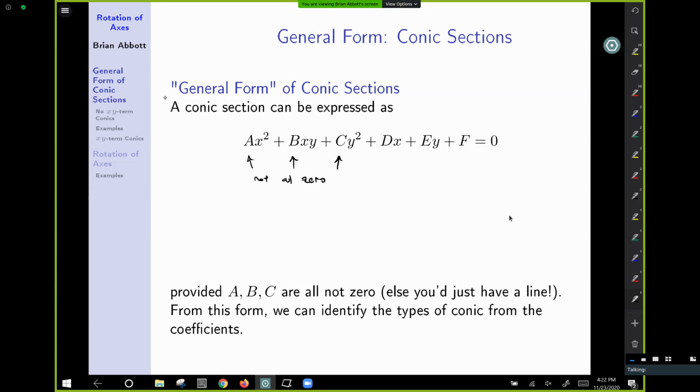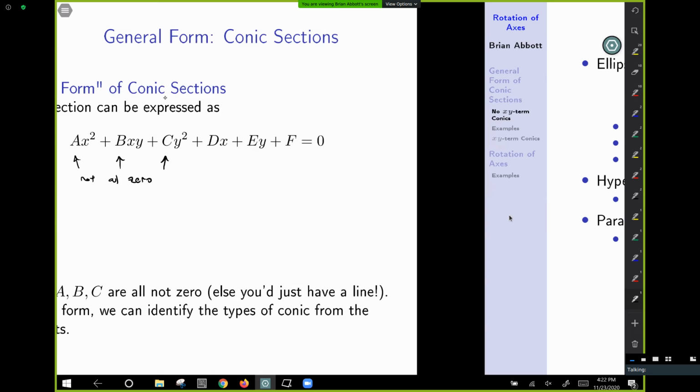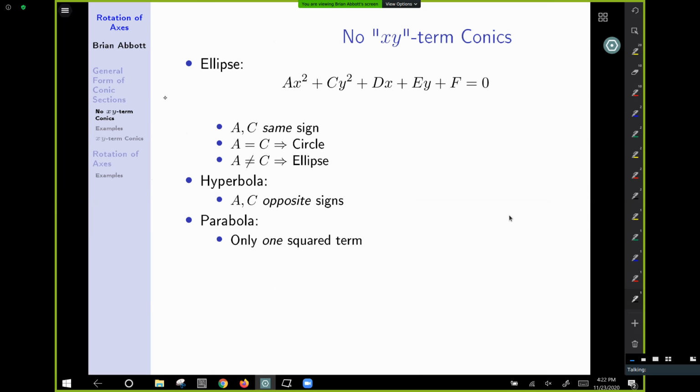So if you put them into this format, just from the coefficients and their signs, we can tell what type of conic we have. Let's first talk about ones that do not have an xy term, and that should seem good because we haven't done anything with an xy term being multiplied together so far. It is going to be an ellipse if a and c are the same sign, either both positive or both negative. So a and c being the x squared and the y squared coefficients. If they're the exact same, then you have a circle.